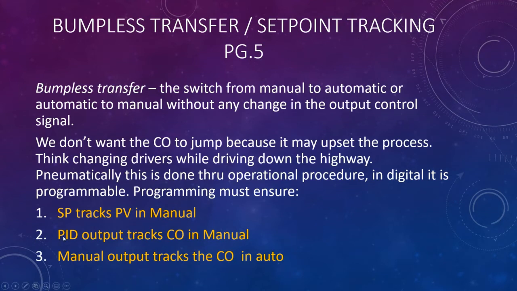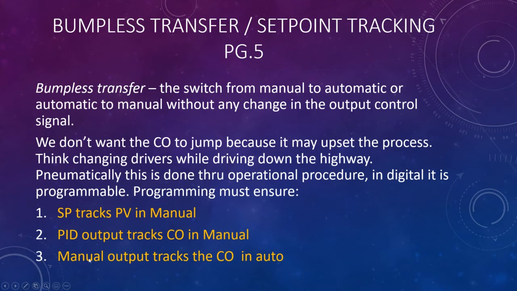Okay, the second thing that can happen is that we have our proportional, integral and derivative output tracking the controller output when it's in manual. So I guess that's a better example of the first one, but same idea. What the controller is putting out when it's in manual is being watched by the PID component, and that value is being fed into the front end of the PID component so that when you switch again, this output and this output are the same.